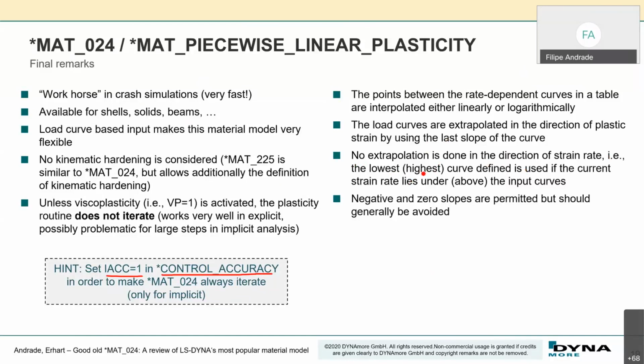strain rate dependence. And finally, negative and zero slopes are permitted, but should be avoided. You can use them. It's not a problem in LS-DYNA. But if you do this, our recommendation is that you know what you're doing, because whenever you set a negative slope, you can run into problems. You will not necessarily, but you can. So using monotonically increasing curves gives you more numerical robustness in your model.